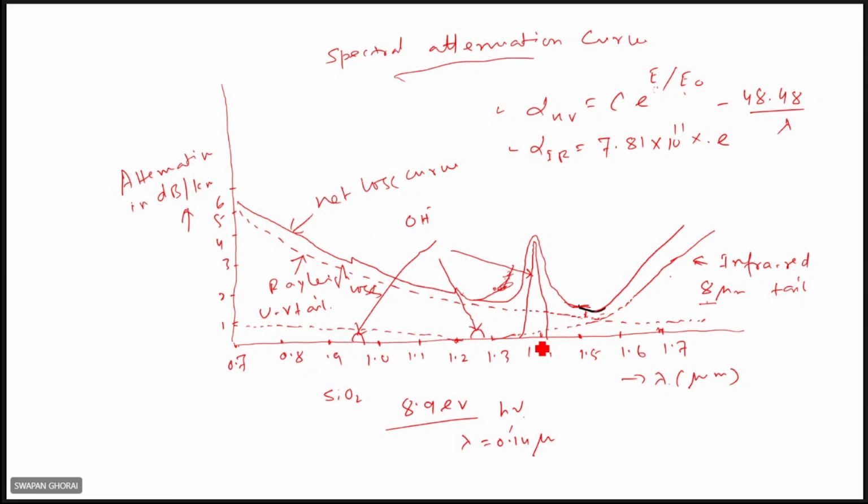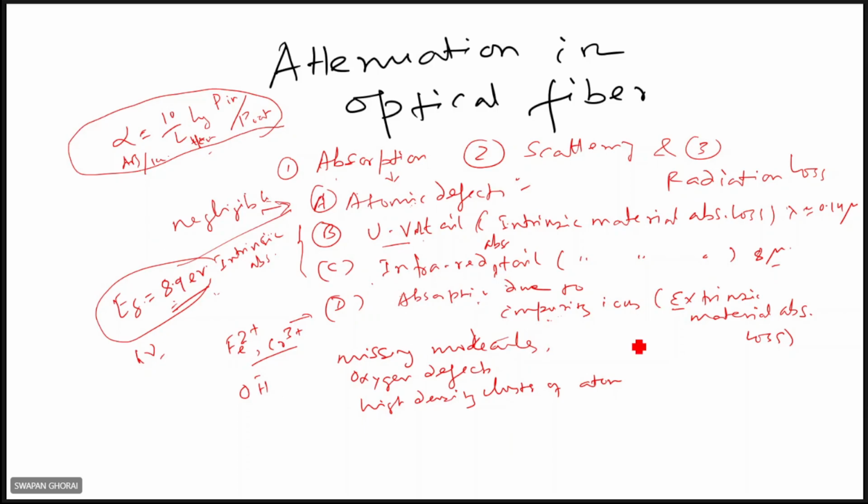So there are two intrinsic material absorptions: one is due to the ultraviolet absorption tail, another is due to the infrared absorption tail. Now, next, you see the extrinsic absorptions. The term extrinsic is used because of impurity ions. During fabrication, apart from the conversion of silicon tetrachloride and so on, sometimes metal impurities will be present.